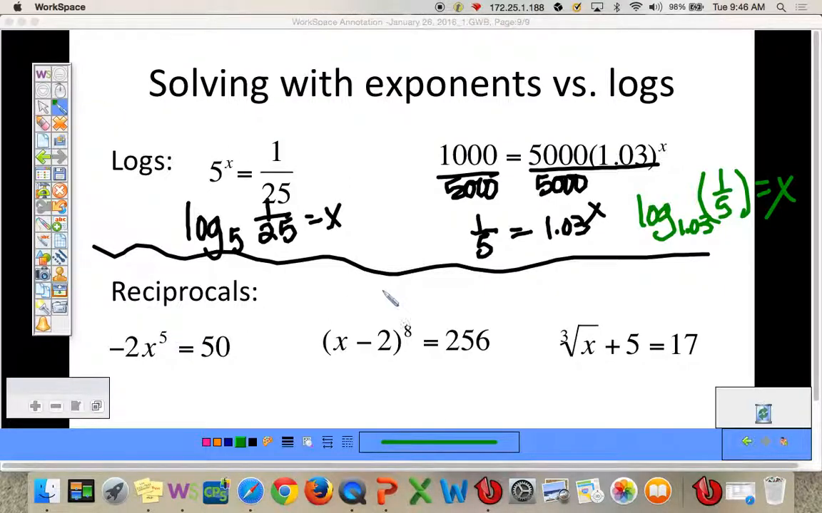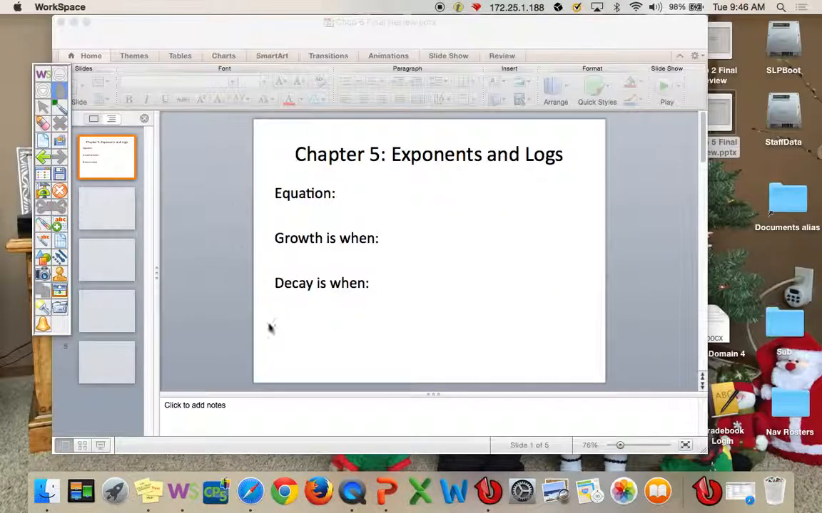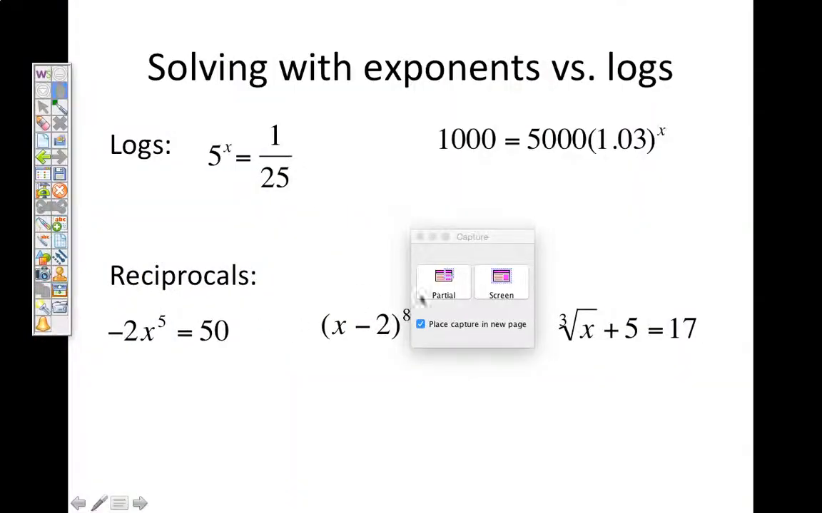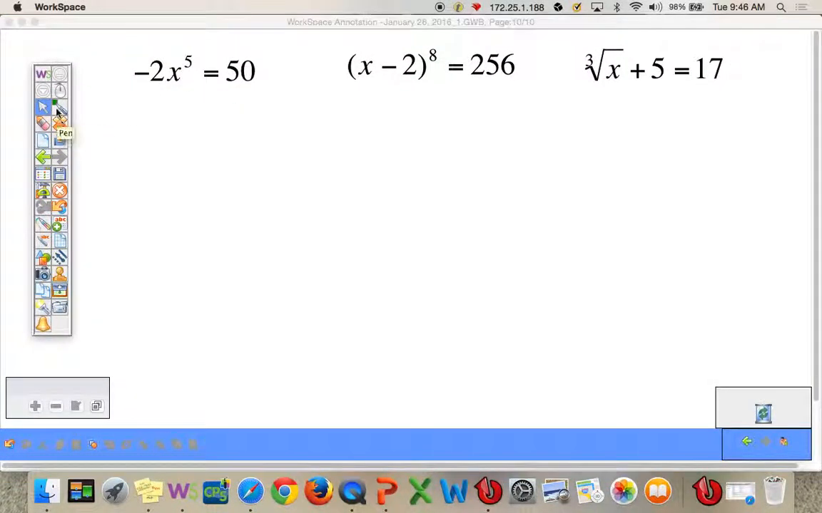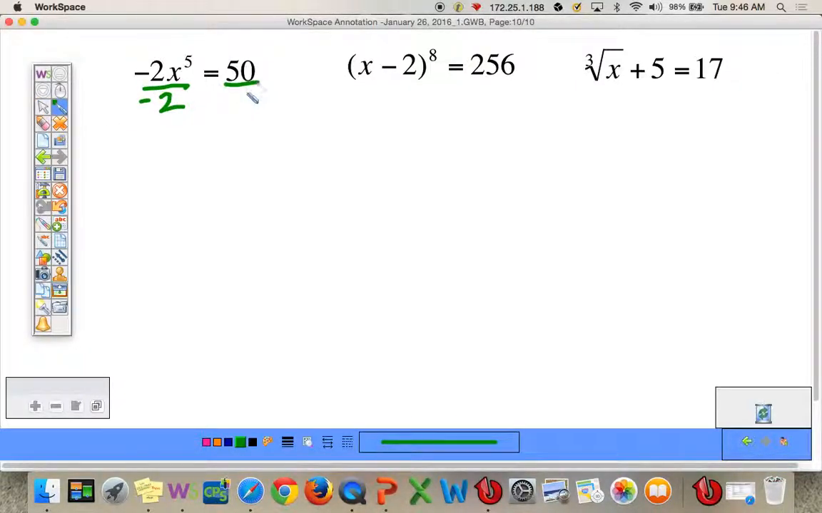Now, the bottom 3 are power functions, so you have to use reciprocals to solve. Okay, so this is where you use opposite order of operations. So for the first one, we'll divide each side by -2. We have x to the 5th equals -25. To get rid of something to the 5th power, you can take it to the power of the reciprocal, take it to the 1/5 power, and type that in.